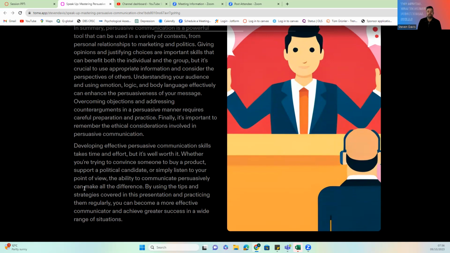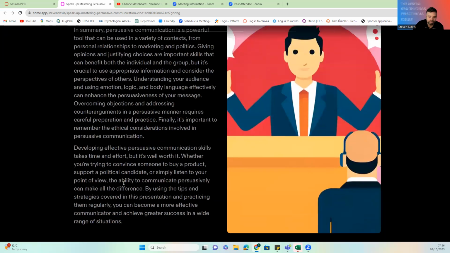Whether you're trying to convince somebody to buy a product, to support a political candidate, or simply to listen to your point of view, the ability to communicate persuasively can make all the difference. By using the tips and strategies covered in this presentation, and by practicing them regularly, you can become a more effective communicator and achieve greater success within a range of situations.